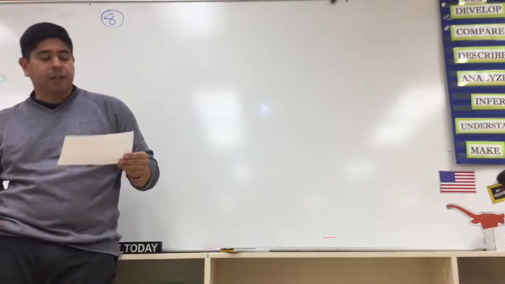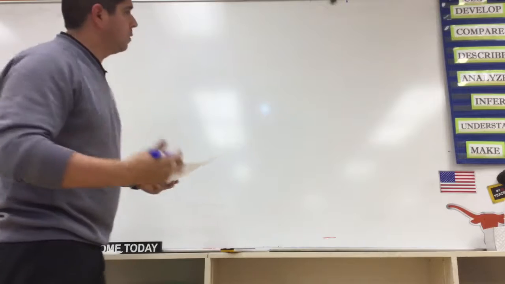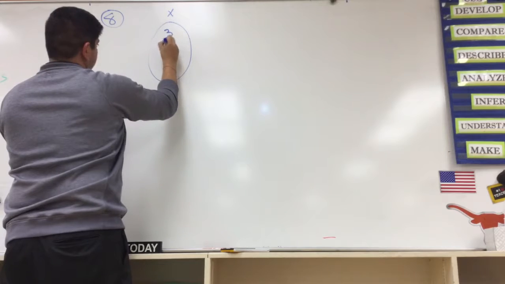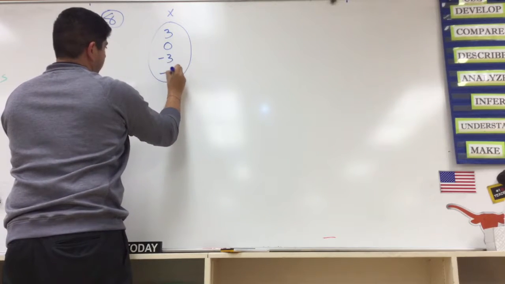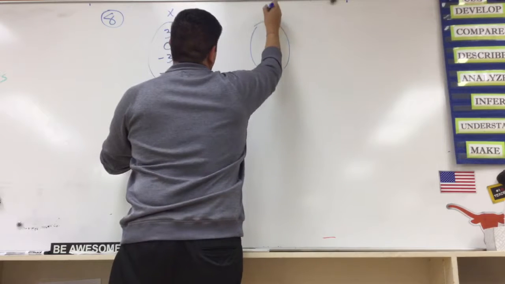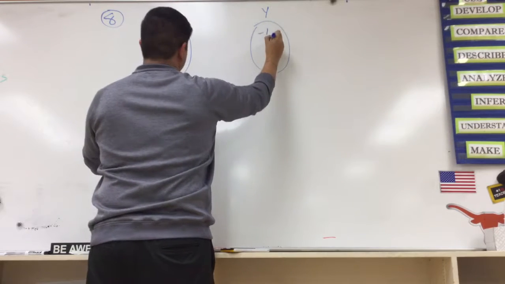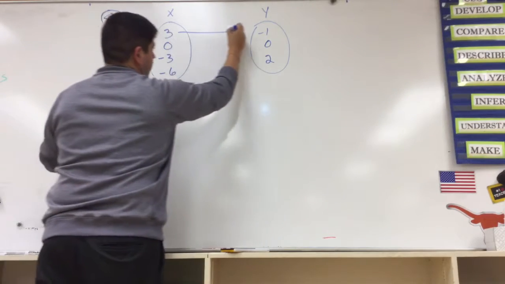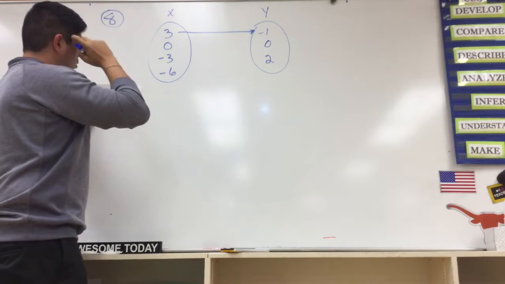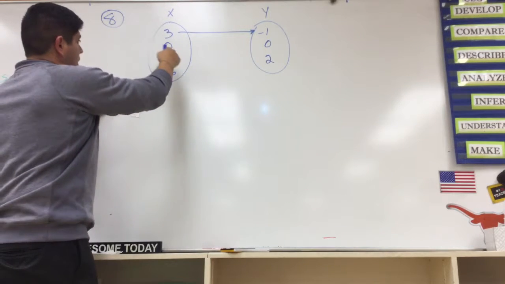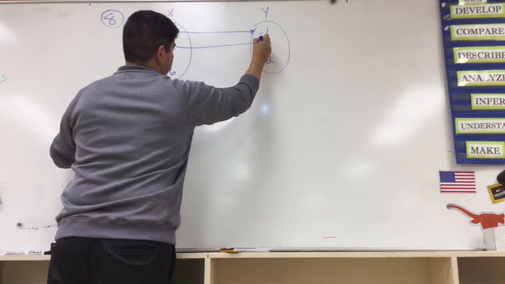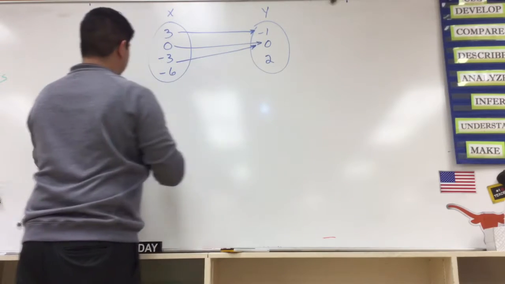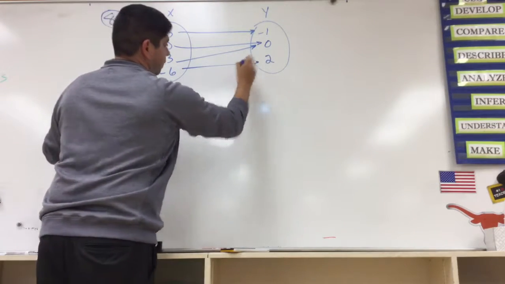Is this mapping a representation of a function? So now we had ordered pairs, and number 8 is just with a mapping diagram. Let me draw my mapping diagram. I have the x's here: 3, 0, -3, and -6. We got y's over here: -1, 0, and 2. It looks like I have this 3, which is pairing up with -1. The 0 has a value of 0. -3 has a value of 0. And then -6 has a value of 2.